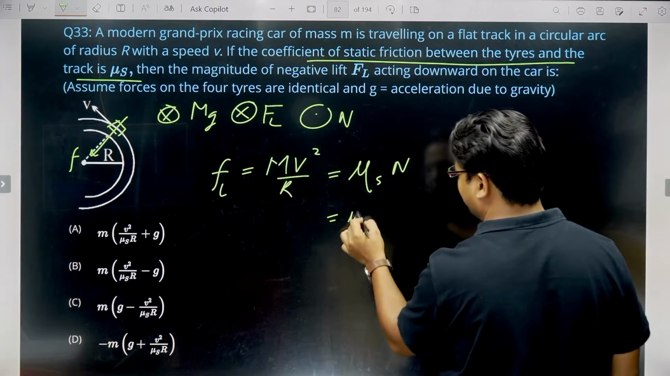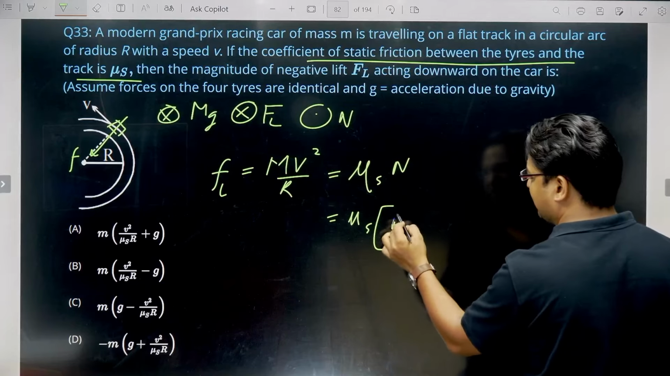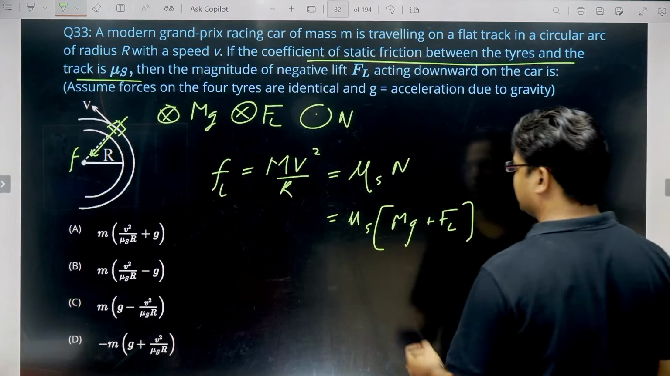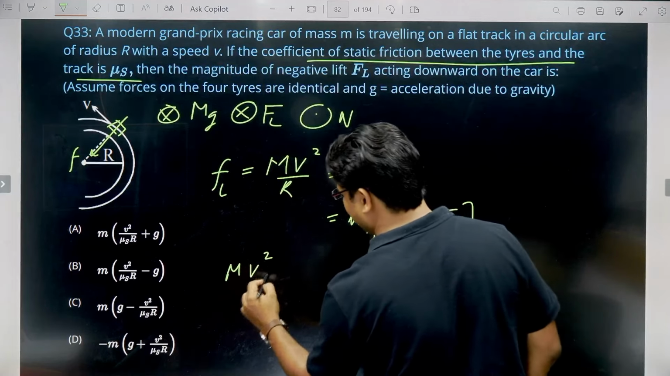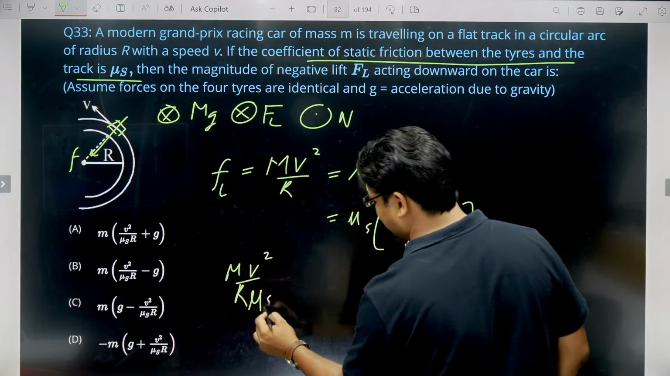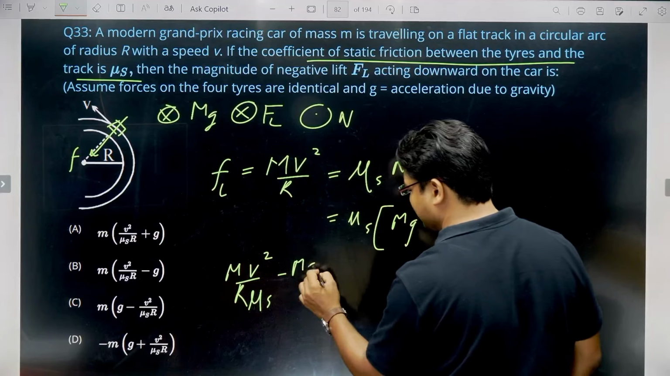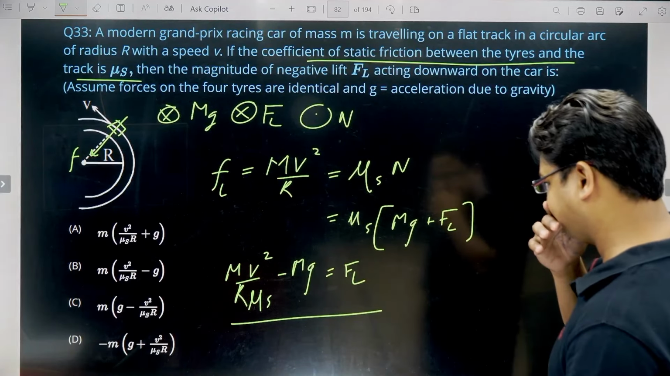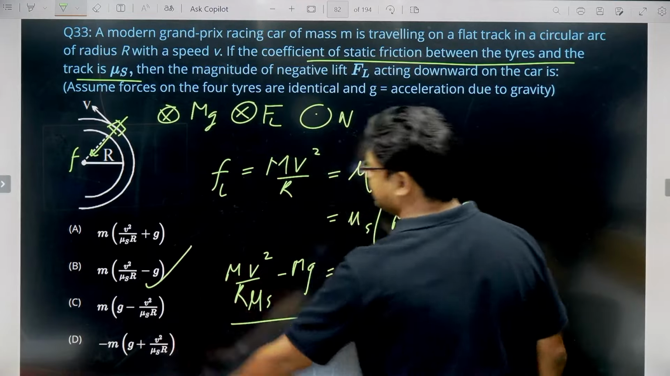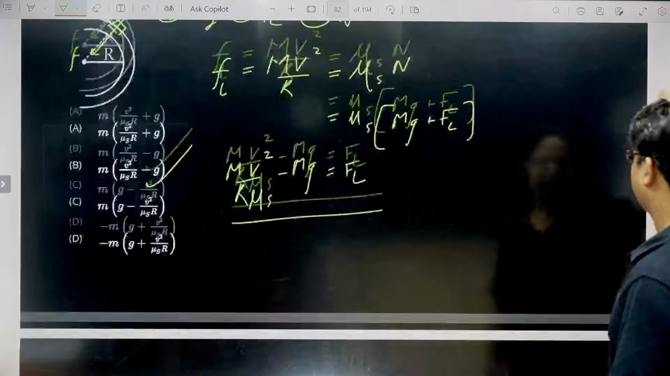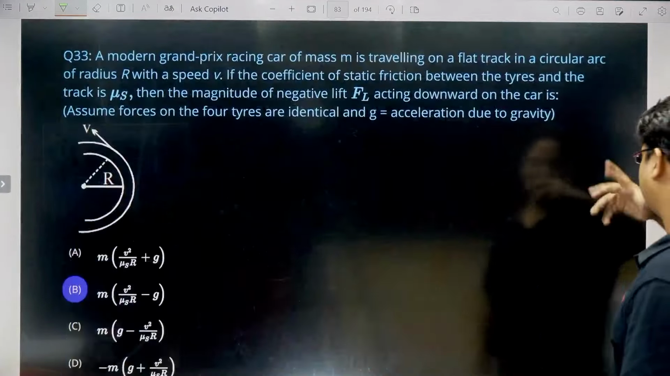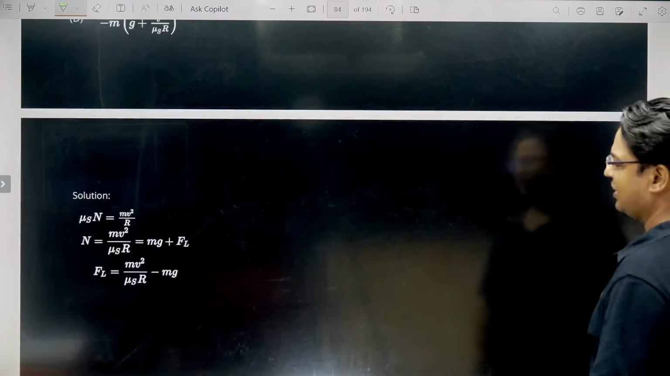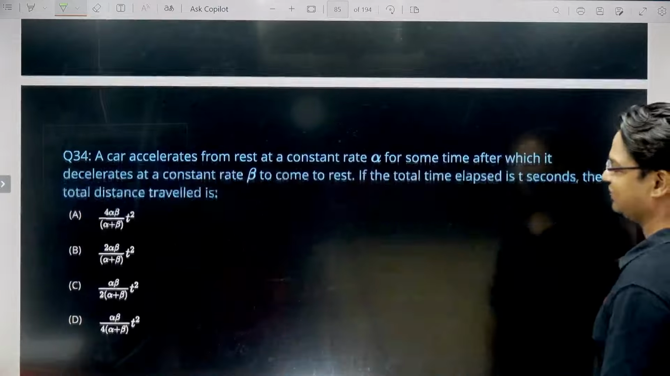And how are we going to write N? We can write N as mg plus FL. The question is now asking us the value of FL, so we just need to rearrange this. So mv square by r by mu, minus mg, that should be the lift. Let's look for an option like this. Option B matches with this, so option B should be the correct one. Here a lot of situational understanding was needed to do this question. Assuming that we have that, we can do this question.